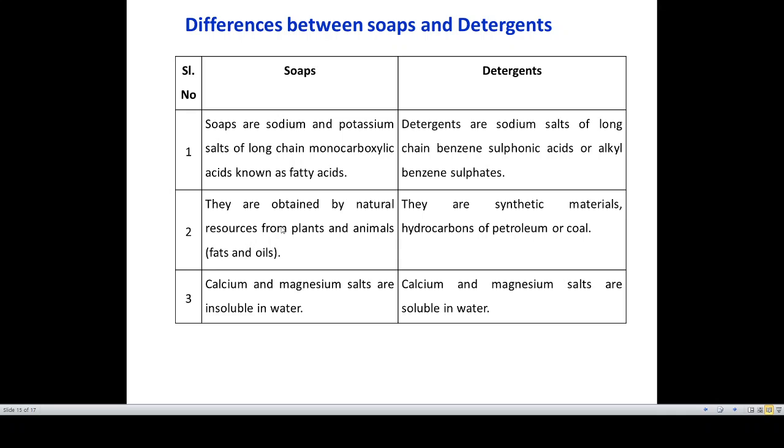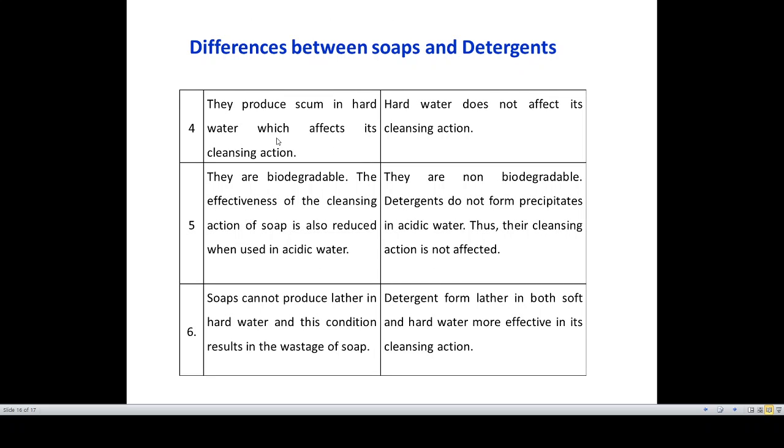When we come to the occurrence, soaps are obtained from natural resources, that is, the fatty acids are sourced from plants and animals, but detergents are synthetic materials, made from hydrocarbons of petroleum or coal, and that is the reason we also call detergents synthetics. In the case of hard water, which contains calcium and magnesium salts, soaps form insoluble salts and produce scum, which I have explained in the earlier slides, but with detergents the salts are soluble in water, so hard water does not form scum, and hence they have an effective cleansing action even in hard water.